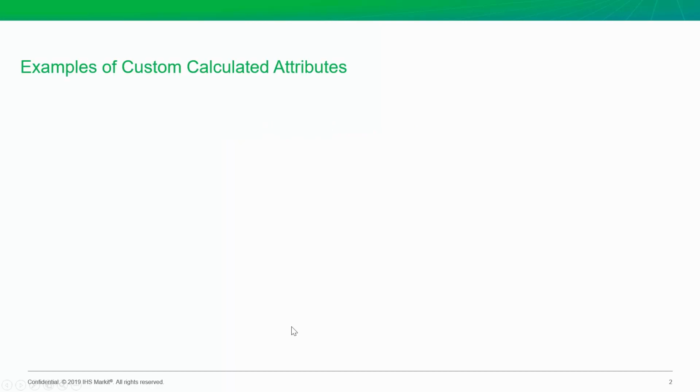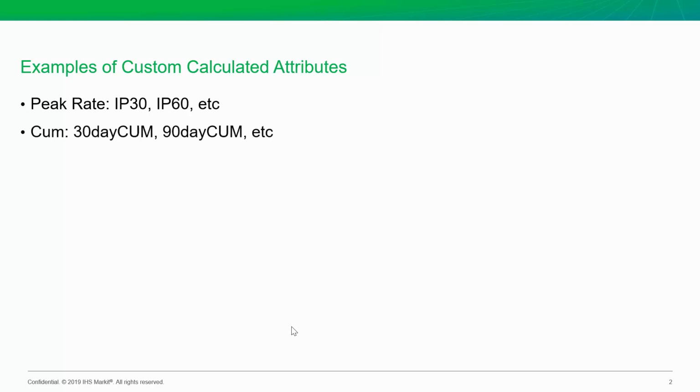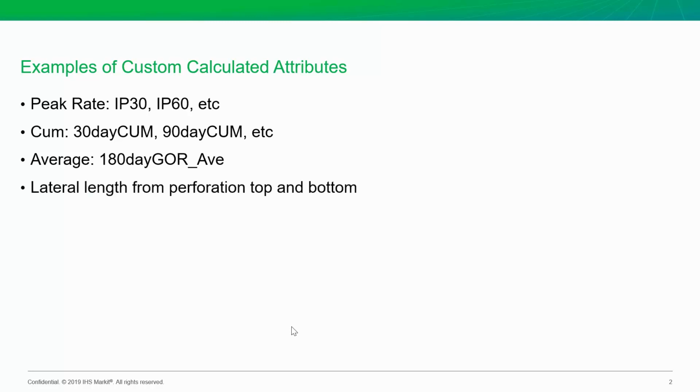So what I mean by a custom calculated attribute is trying to get a numerical value for your peak rate from your production history. For example, your IP30, your IP60. Another example would be, what's my 30-day cum? What's my 90-day cum? How can I extract that from my production history in Harmony? What if I want to find my average GOR over a 100-day period for one well or hundreds of wells? And another example: if I'm using EnerDeck or AccuMap and I have the perforation intervals available, how can I calculate the lateral length from that within Harmony?